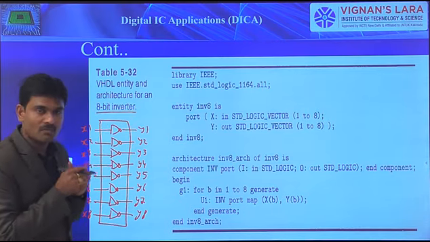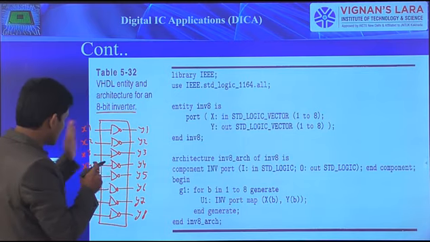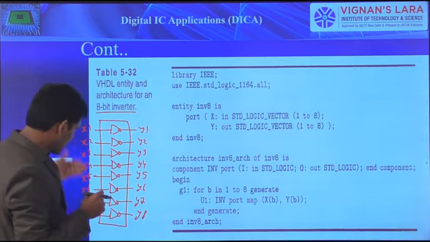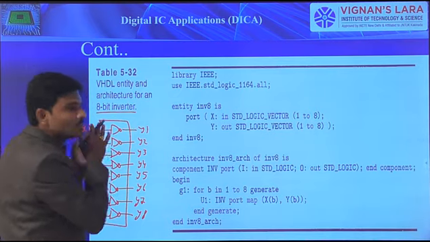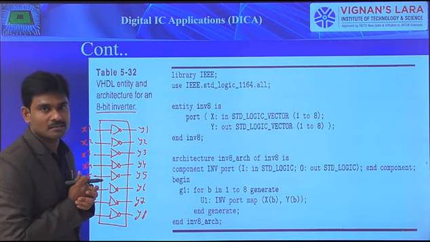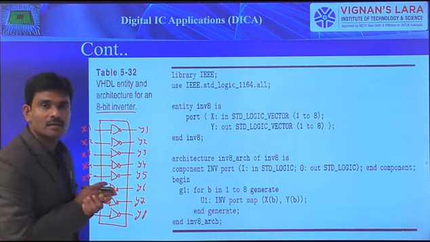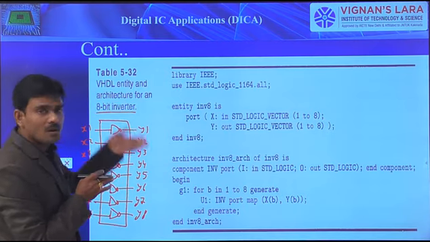This is how it seems to be, where it consists of 8 inverters within that particular module. And these are all the inputs, these are all the outputs, x1 to x8, y1 to y8. So for this particular 8-bit inverter, we are supposed to write a program in structural description style. So what are we supposed to do for that? First we are supposed to mention the entity, then the component declaration.